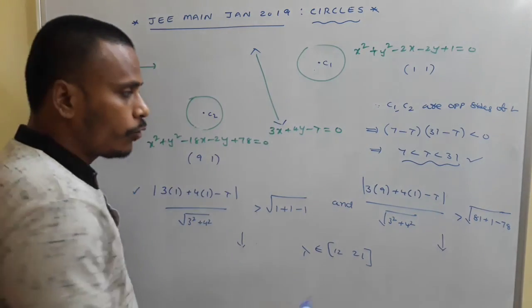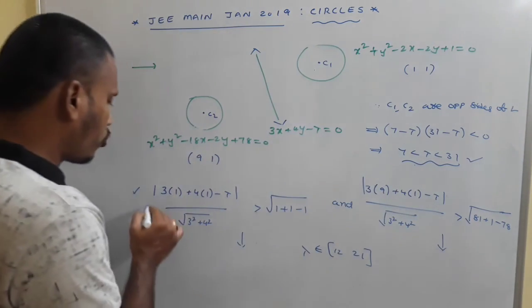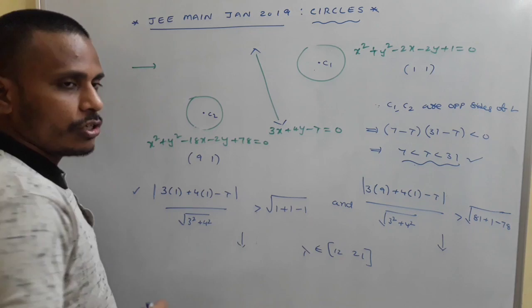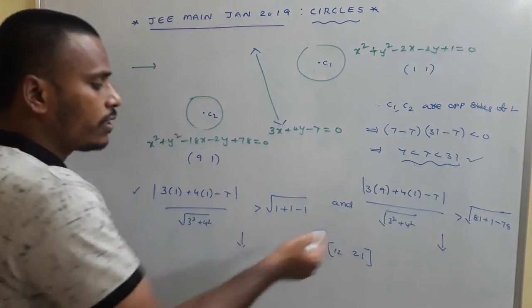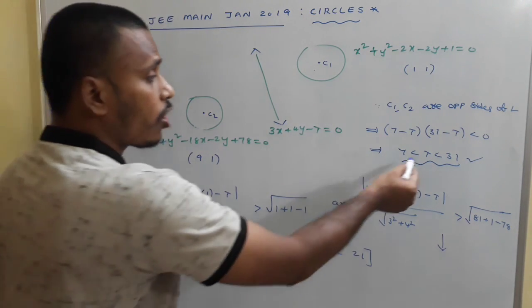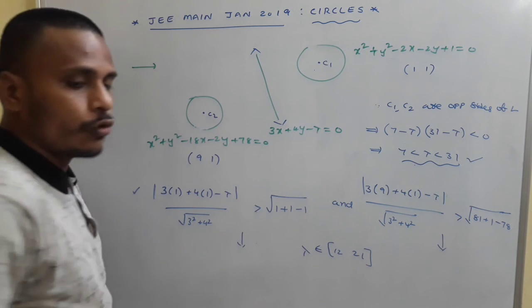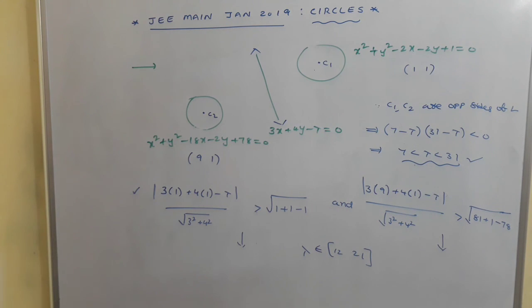You just try to solve this. You can try it, remove the modulus, it is easy to try. So when you eliminate lambda and find the lambda values, the common solutions for these two are 12 to 21. Okay? So at the end, these are the questions from JEE Maths 2019 circles.